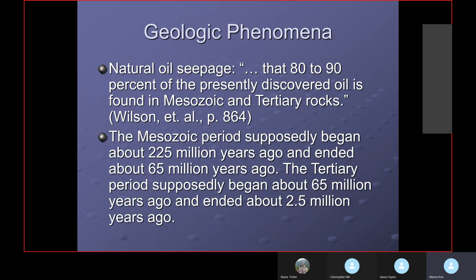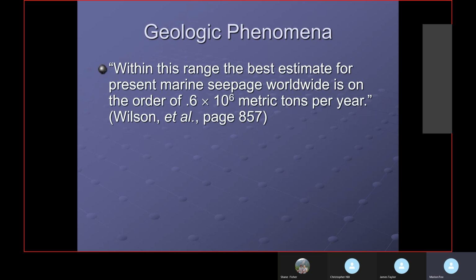The Mesozoic period supposedly began about 225 million years ago and ended about 65 million years ago. The Tertiary period supposedly began about 65 million years ago and ended about 2.5 million years ago. Dating. Now, what about marine oil seepage? Seepage up to the bottom of the ocean. Within this range, the best estimate for present marine seepage worldwide is on the order of 0.6 times 10 to the 6th. That's 0.6 million, which is 600,000 metric tons per year. And that's just the seepage of it through the ground up in the floor of the ocean.